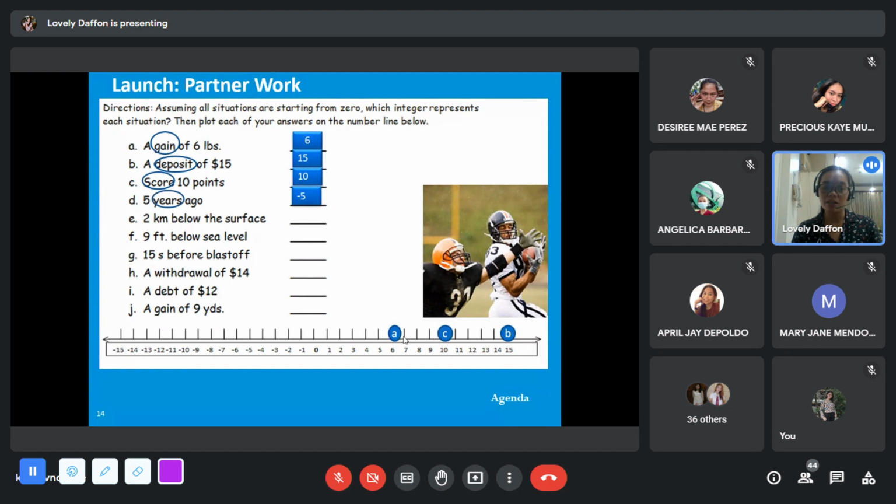Actually, it's not the years, but the word ago itself. When it says ago, it only means it is already finished. 10 years ago. So it's very important to be watchful of the words. Before blast off. Withdrawal of 14. Debt of 12. That should be negative because it's debt. A gain of 9 yards.